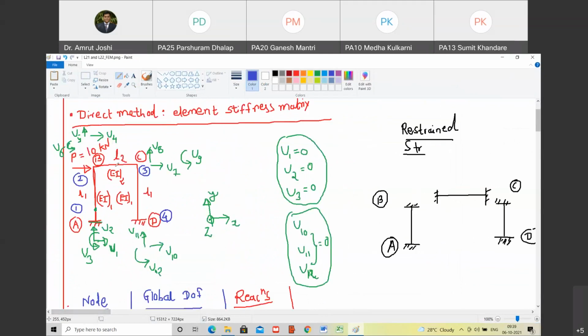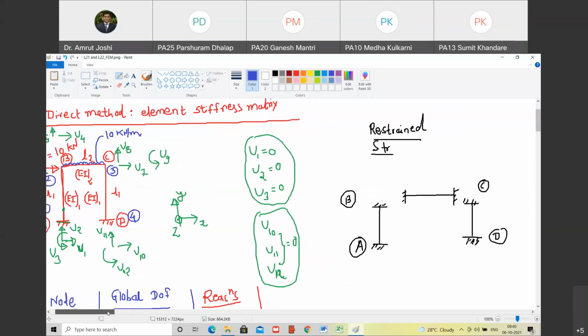I will show that beam BC has been subjected to a UDL. Are you with me? And that UDL is 10 kilonewton per meter. Yes, sir. So how many loads are there on this structure? You have this P equal to 10 kilonewton acting at B, and then you have this 10 kilonewton per meter UDL acting on beam BC. Are you with me? Yes, sir.